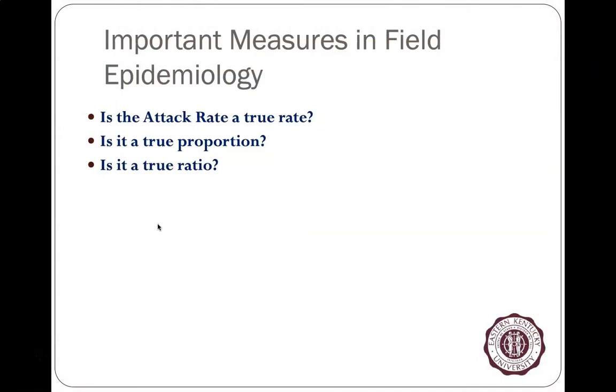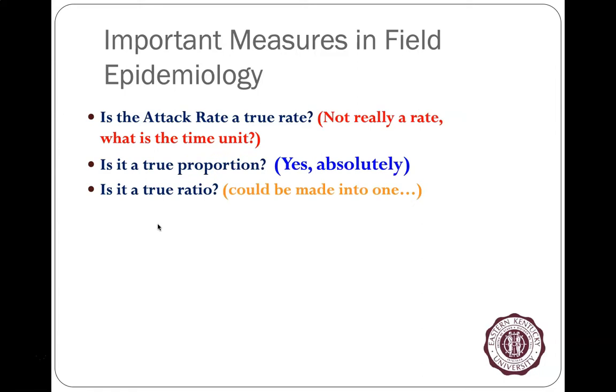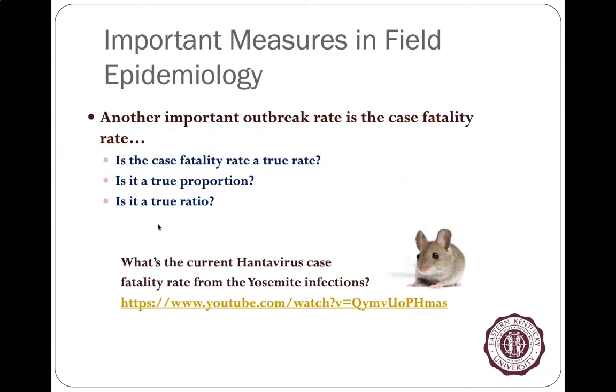Now, we'll say that 50 people ate potato salad, 25 of the 50 got sick. Is that really a rate? Like, what's the time component there? So you'll hear people call it a rate, but it's really a proportion. 25 of the 50 people got sick. So it's a proportion. Another important, quote, rate is the case fatality rate.